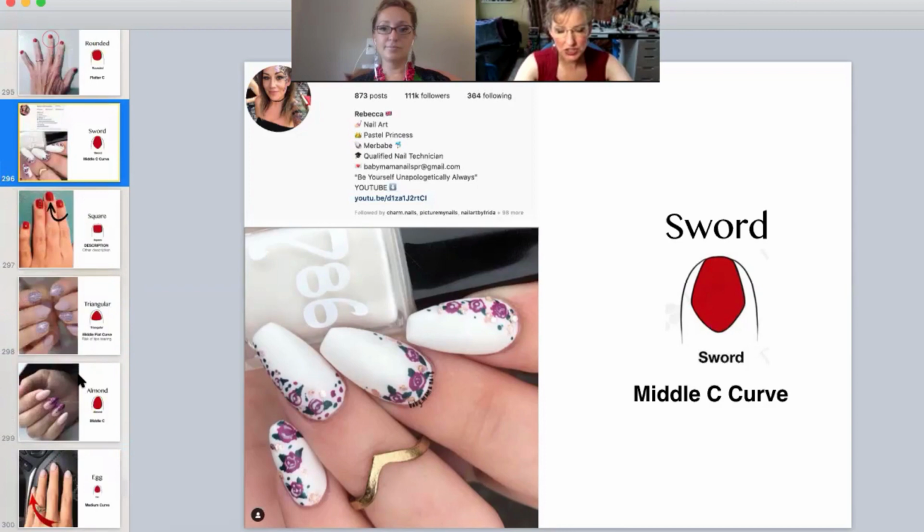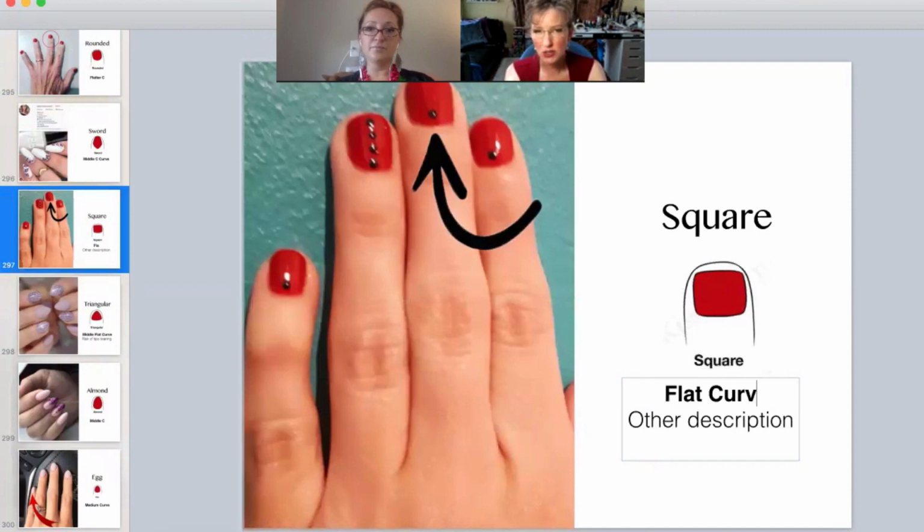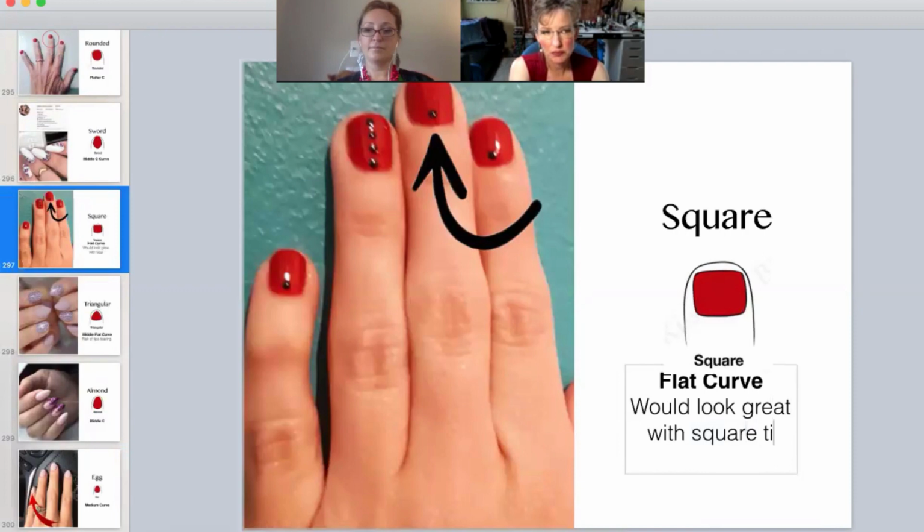And then squares, there weren't a whole lot of squares that we found either. But again, looking at her cuticle line here, it's very square. So it's square on this side and a little more curved on this side. We didn't have a description here. So she's a flatter C curve, and she would look great with very square nails, straight across the top, but she's chosen to round them probably for easier care so that they don't break as much. The square corners like to break.